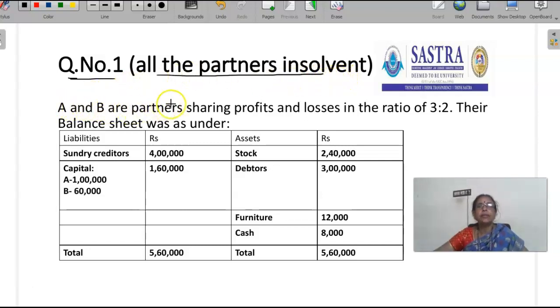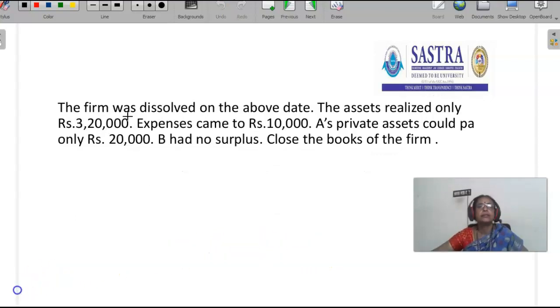A and B are partners sharing profits and losses in the ratio of 3:2. Their balance sheet was as under. Sundry creditors 4 lakhs, capital A 1 lakh, B 60,000, so the total is 5,60,000. On the asset side, stock 2,40,000, debtors 3 lakh, furniture 12,000, cash 8,000. The total of the balance sheet is 5,60,000.